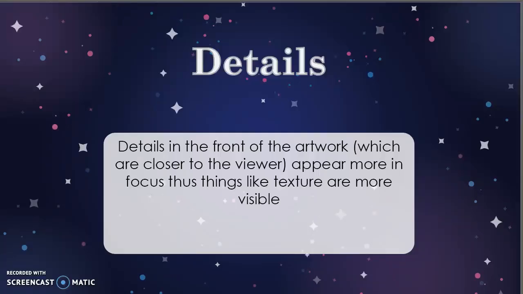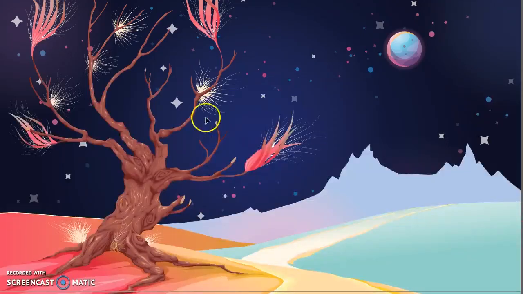The fifth way is through details. Details in the front of the artwork, which are closer to the viewer, appear more in focus. Thus, things like texture are more visible. Here we can see the tree with a lot more detail than the mountains fading in the background.